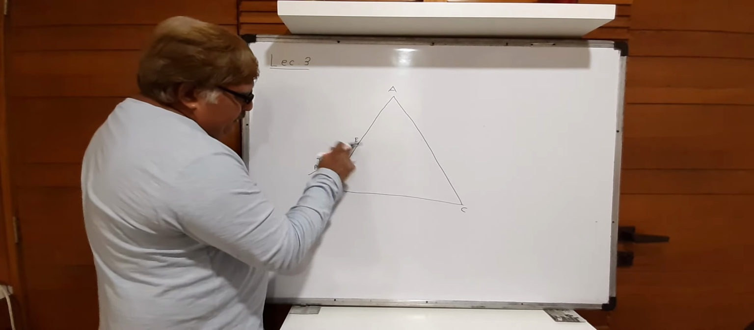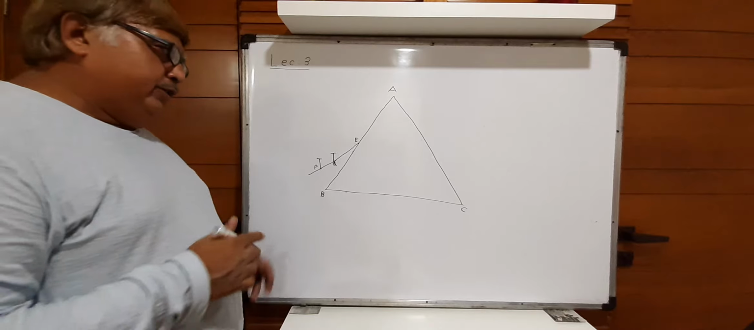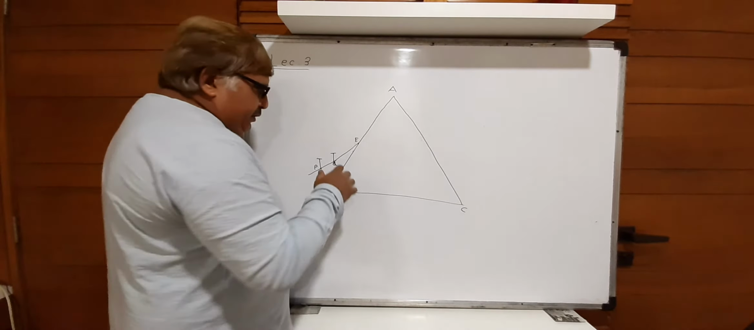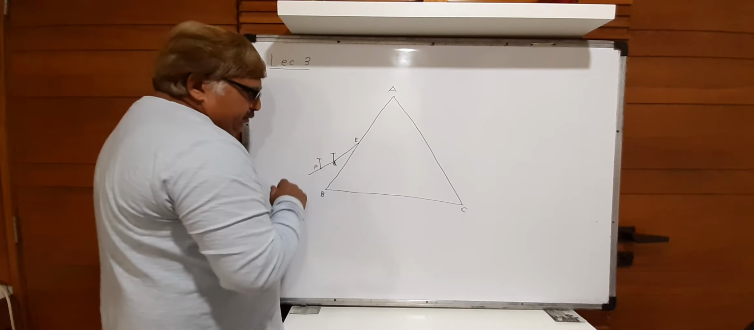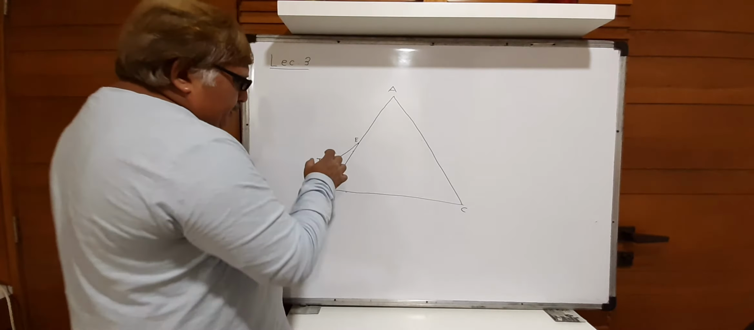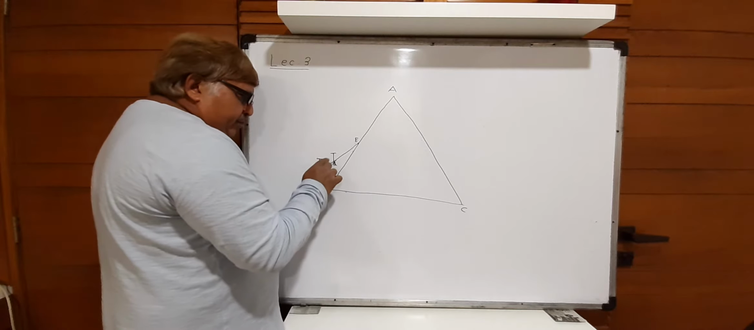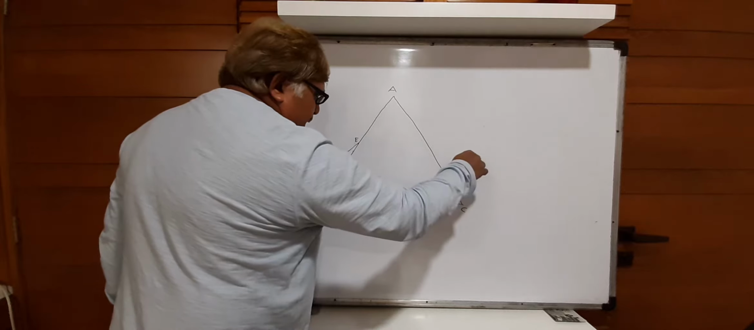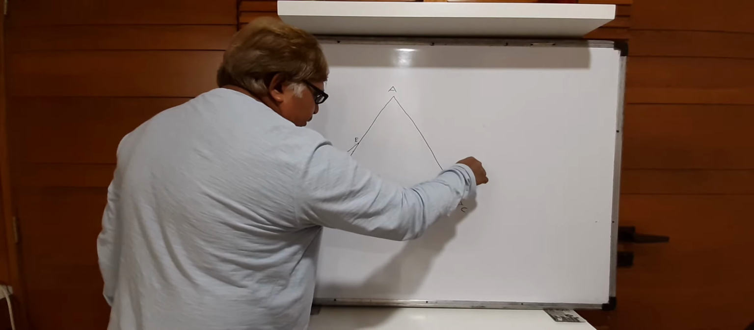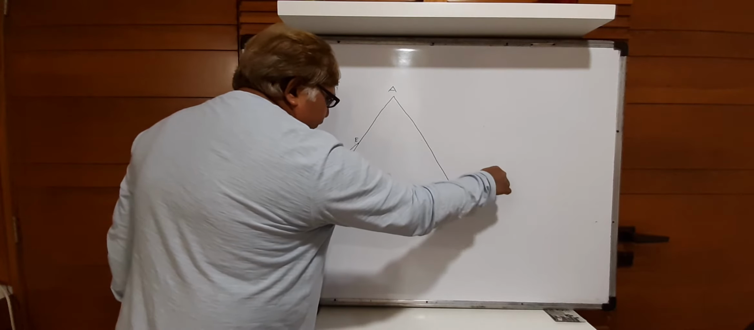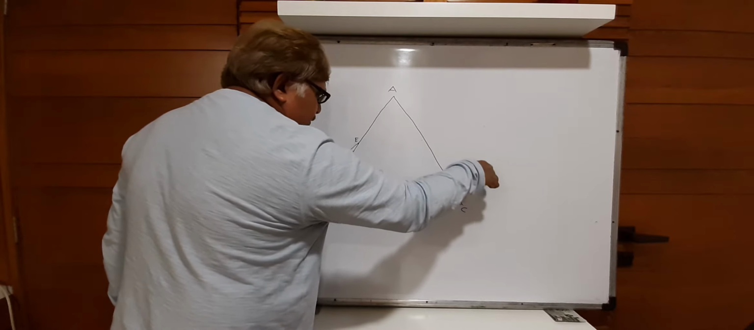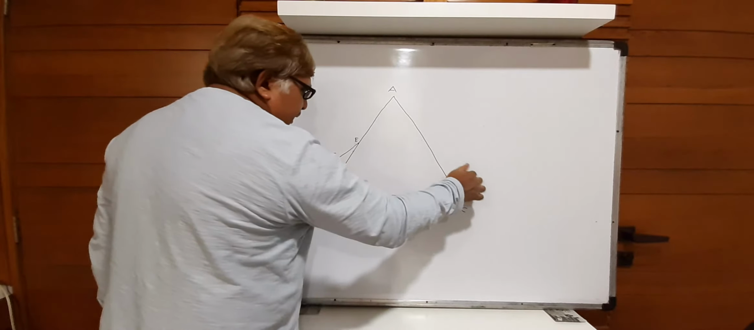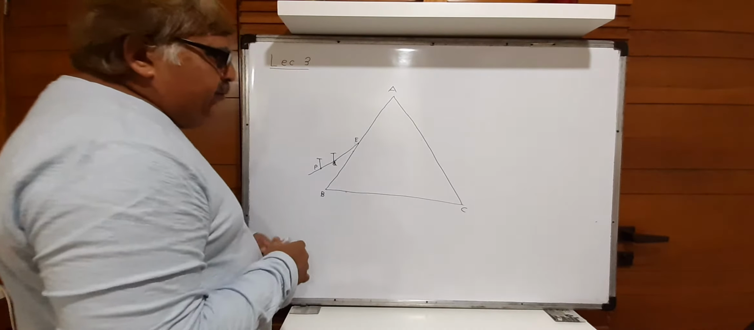Okay? Now what you have to do? Like in the glass slab, try to visualize the images of pins P and Q from the other side of the prism and insert pins R and S, pins or nails, in such a way that the images of P and Q and R and S look in the same line.